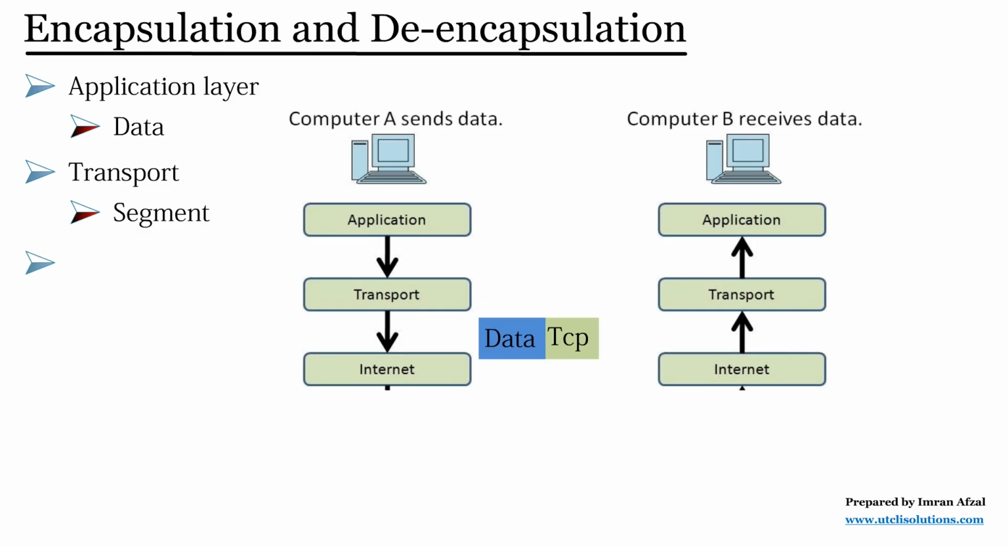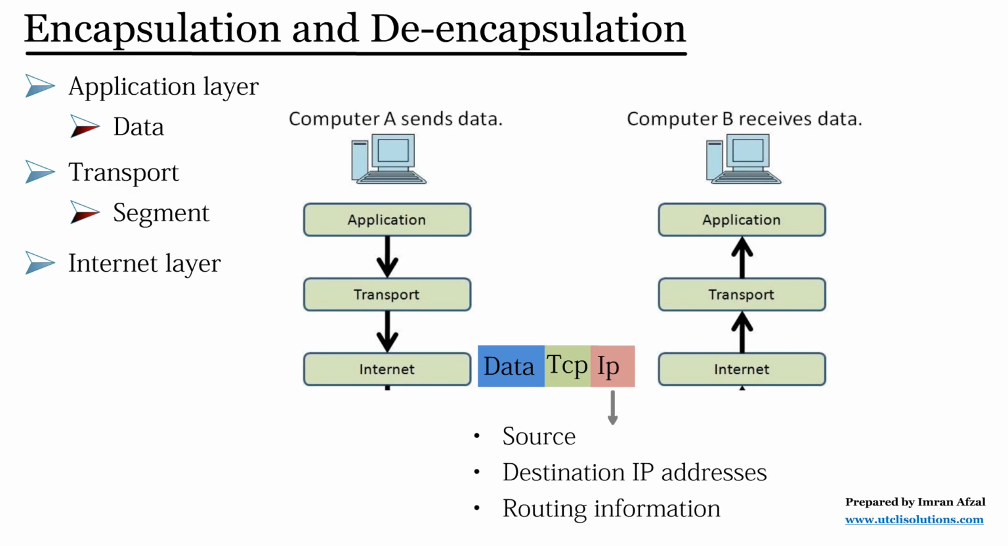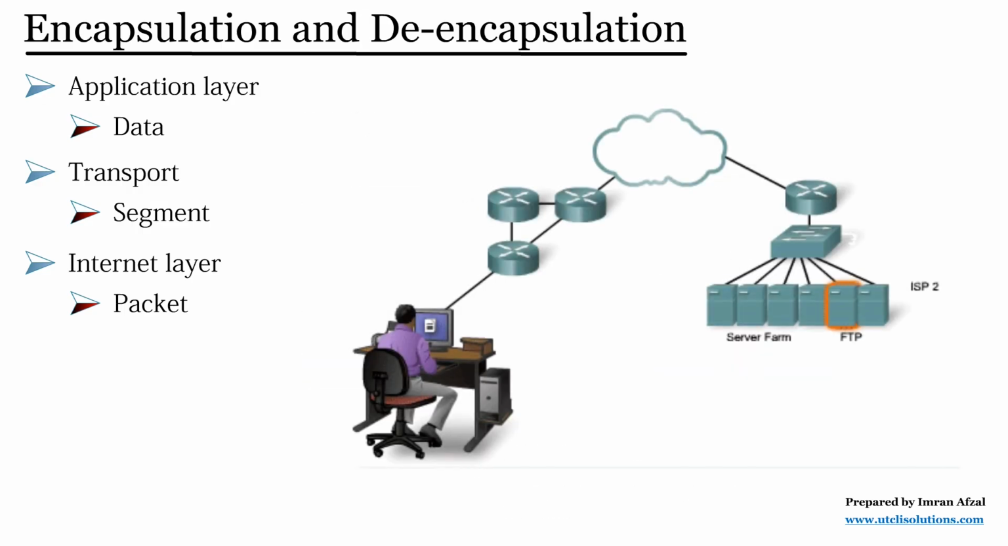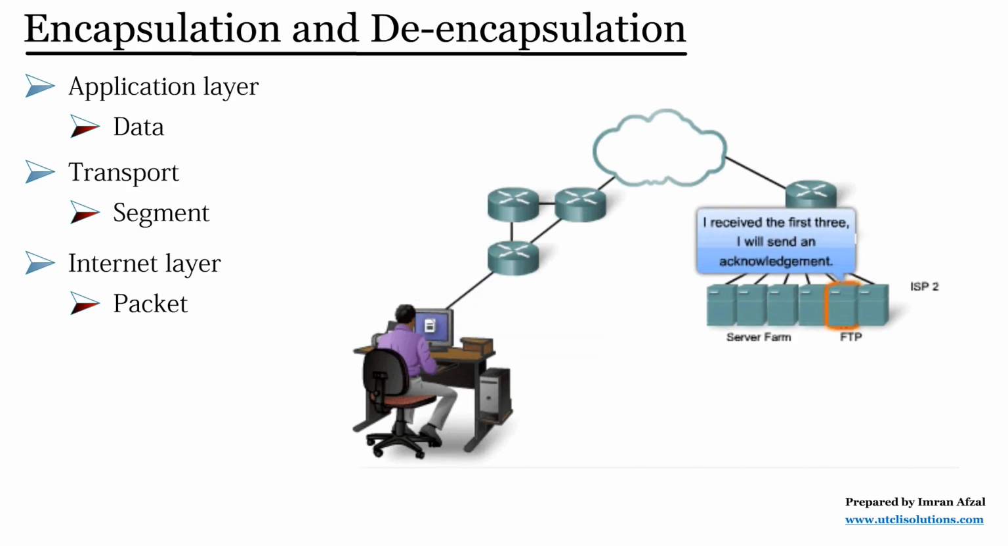Next, the segment is passed to the internet layer. Here, the IP protocol adds another header. This header includes source and destination IP addresses and other routing information. The result is called a packet. The packet allows the message to be forwarded across multiple networks. For now, understand that IP addresses help identify devices across different networks.